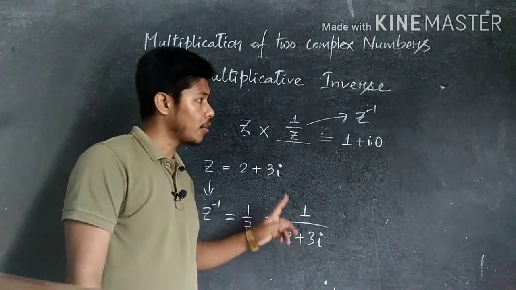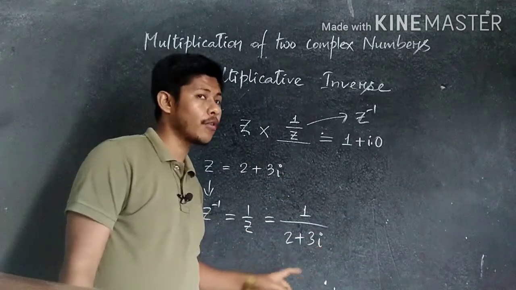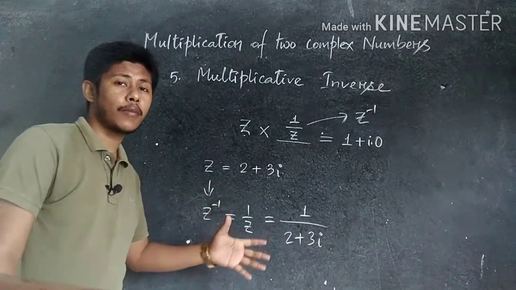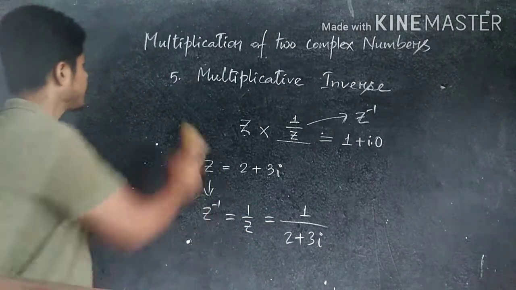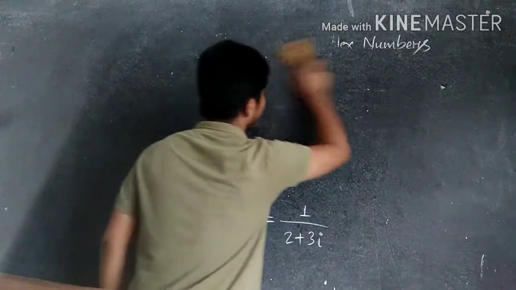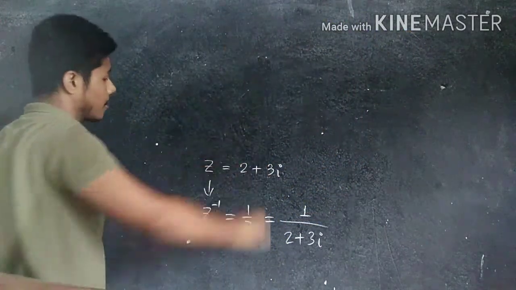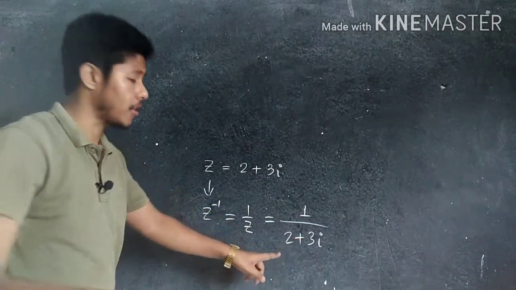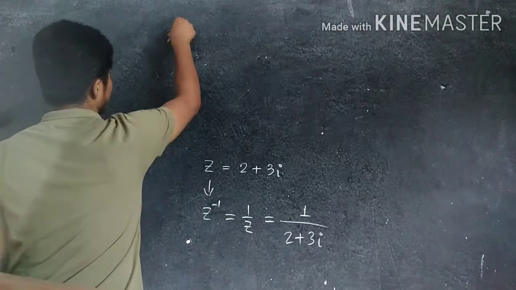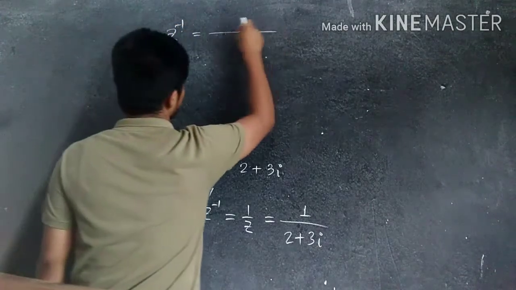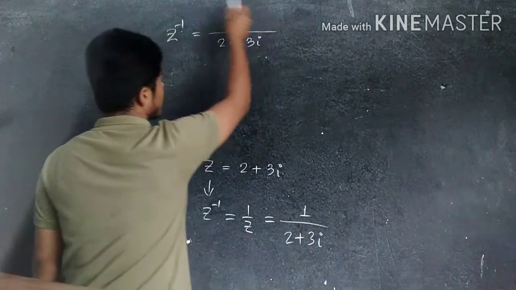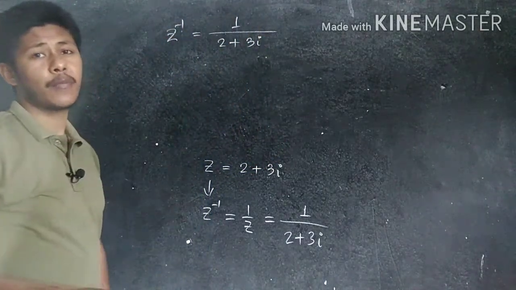So what do we have to do? We have to convert this into a plus ib form. Suppose we have to find the inverse of this complex number; if we keep the result in this way, it is a wrong answer. Remember this. Z inverse means 1 divided by 2 plus 3i, so first of all we have to convert this into a plus ib form.